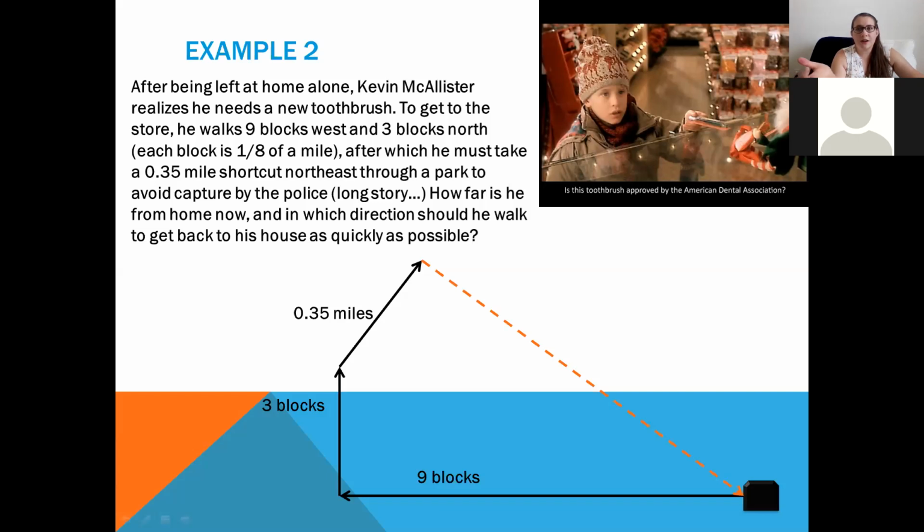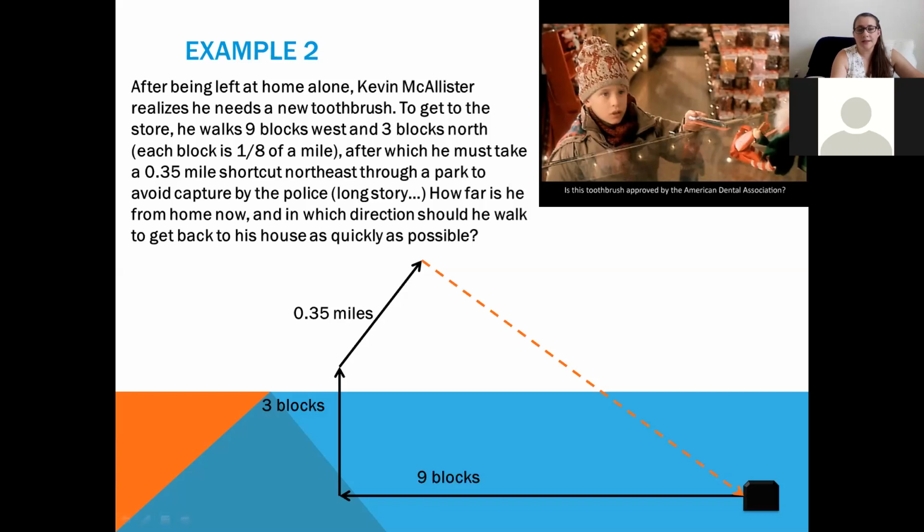So we're going to need to convert our units of blocks into miles. But we know that each block is 1/8 of a mile. Okay, so it's not too difficult to do that. 9 blocks becomes 9/8 miles, which is 1.125 miles. And 3 blocks becomes 3/8 of a mile, which is 0.375 miles. So now all of our units are consistent and we are good to move on to the next step.